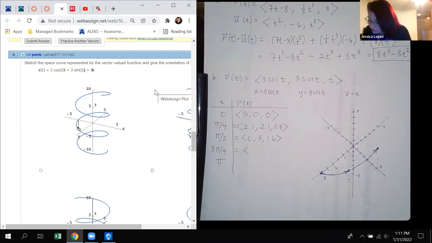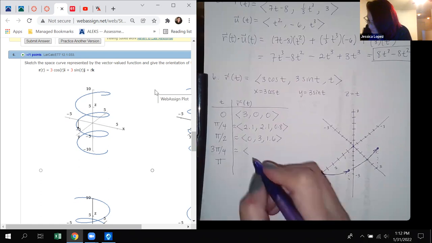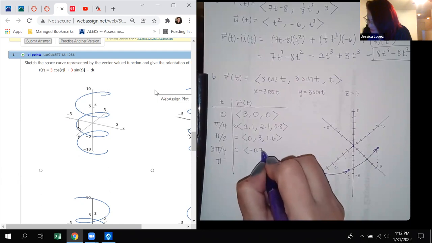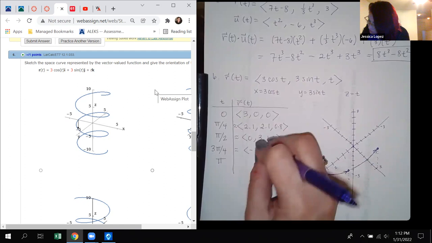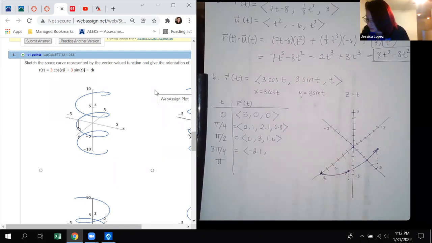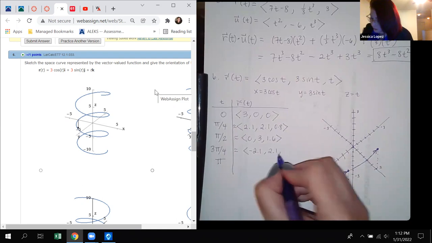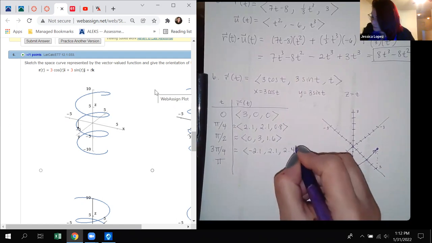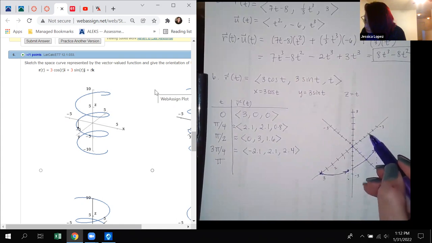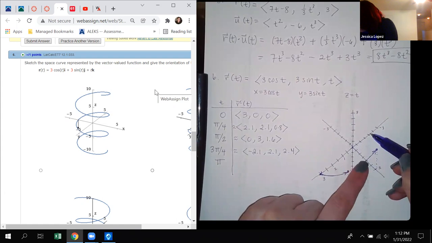3 pi over 4. So cosine of 3 pi over 4 is about negative 0.7. And then that was cosine. I needed to do 3 times cosine. 3 cosine of 3 pi over 4 is about negative 2.1, actually. And then 3 sine of 3 pi over 4 is positive 2.1, and then 3 pi over 4 as a decimal is about 2.4. So I have x is negative 2.1, y is positive 2.1.